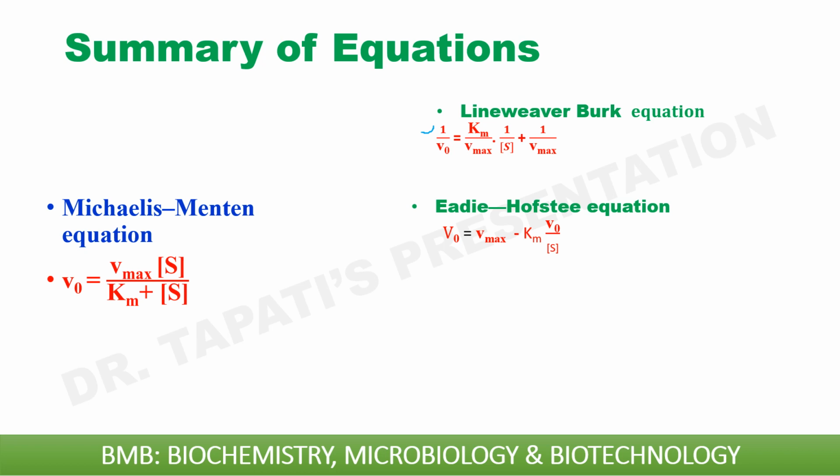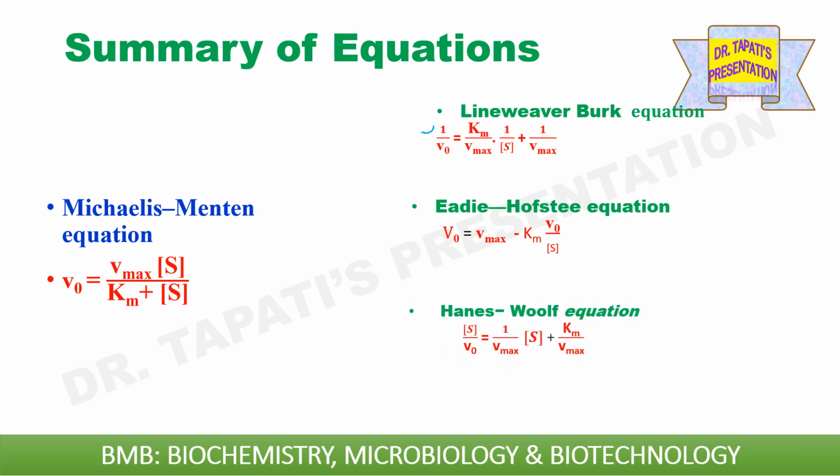Then the third is the Eadie Hofstee equation, that is V0 is equal to Vmax minus Km into V0 by S. And then the fourth equation is the Hanes-Woolf equation, which is substrate concentration divided by V0 equal to 1 by Vmax into substrate concentration plus Km by Vmax. The first one is a nonlinear equation. The Michaelis-Menten equation is a non-linear equation, whereas these three equations are linear equations. They are similar to the y equal to mx plus c linear equation.